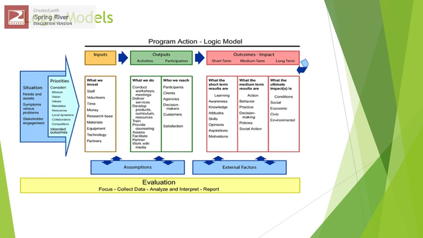Logic models contain 3 basic components. The components are inputs, otherwise known as resources, outputs or activities, and lastly, outcomes, which are results, effects, or impacts. Inputs in a logic model are the resources used to plan, implement, and evaluate a program. As shown in the picture, some examples may include staff, volunteers, materials, money, and time.